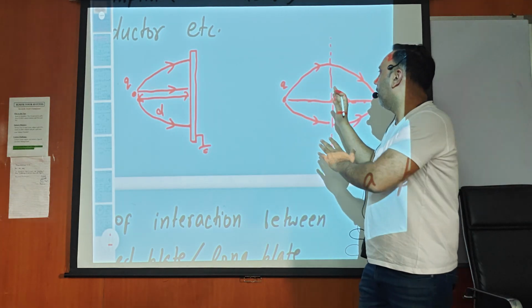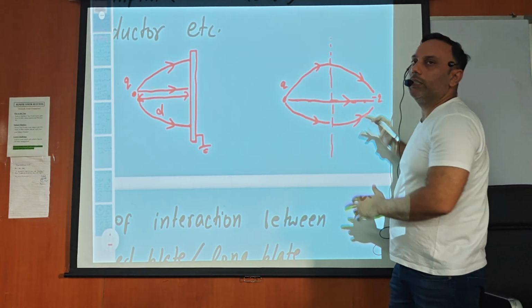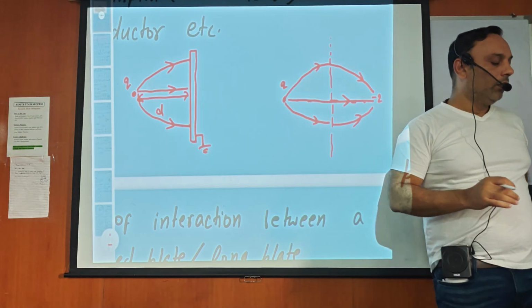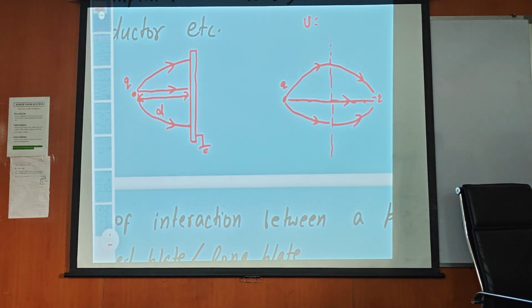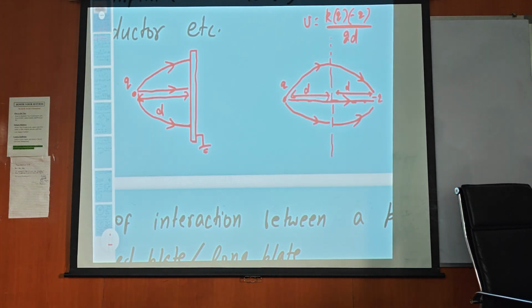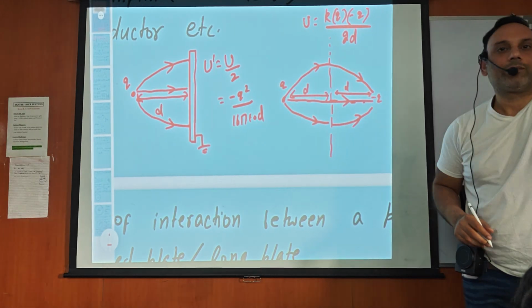So when you integrate on the left part and the right part, you get the total potential energy stored in the entire space. The total potential energy is K Q1 Q2 by R. That distance is D, that distance is also D, so it is 2D. So the total potential energy stored for the 2 point charge system is this. But for our given configuration, the potential energy should be U by 2, so it should be minus q square by 16 pi epsilon naught d. Very important case.